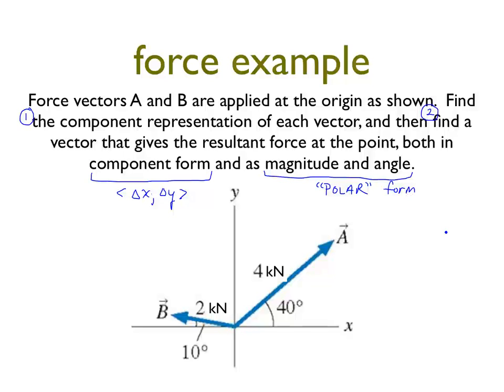Okay, how do we do? Let's see. How about Jimmy? Did you get it? Any progress? What's that vector A? How are we going to get it? So the first thing is to get the component representation of vector A. So I did the sine of 40 equals x over 4.